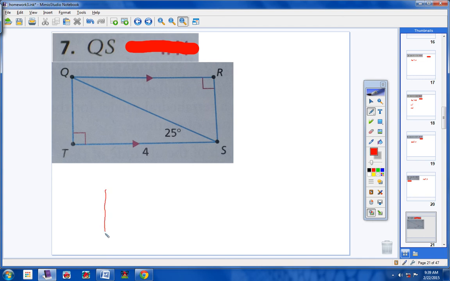Let's find the length of QS. I'm going to copy the bottom triangle. I have a right angle here, I have a length of 4 here, and I have 25 degrees right here. Now, I'm going to put X right here. Got it? Now I have some questions for you.